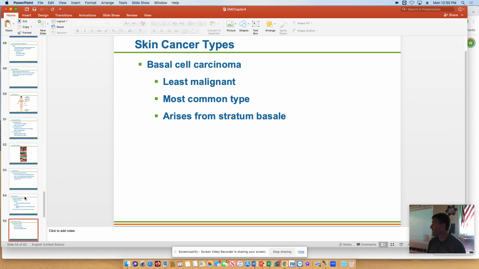We might get finished today, kids. Actually, that might not be true. We're going to get close. Try to get through all three of the major types of skin cancers.